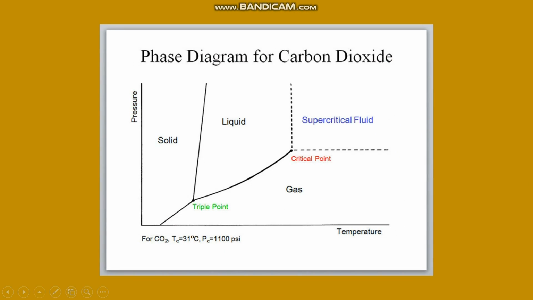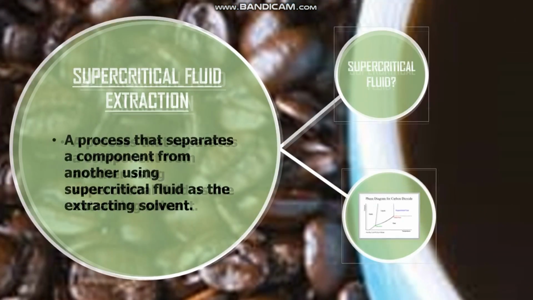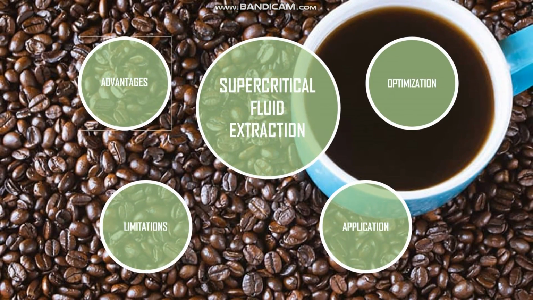This is a phase diagram for carbon dioxide. The y-axis shows the pressure, the x-axis shows the temperature, and the words labeled in red is the critical point. At a critical point, the vapor and liquid phase of a substance is indistinguishable. The area above the critical point is supercritical fluid.